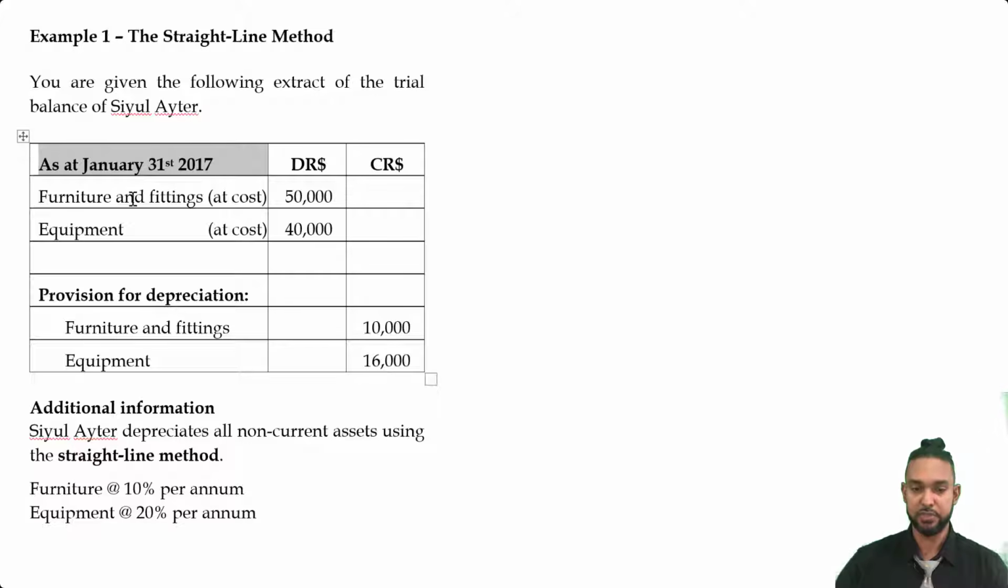So we have here, you are given the following extract of the trial balance of CU Later as at January 31st, 2017. So we have furniture and fittings and equipment, and as you can see here, it says at cost. And those items are in the debit column. So just in case you didn't know, assets have debit balances, and when you do up a trial balance, the balance in the assets account will usually be in the debit column.